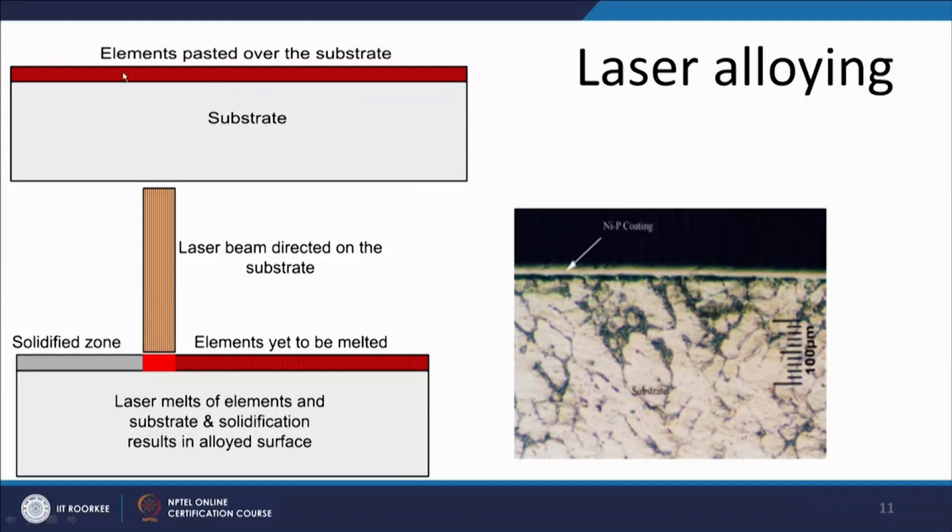This is a substrate, and the element to be introduced is applied in the form of a paste over the substrate, and then a laser beam is passed. Wherever there is a laser beam, there will be molten state mixing of the substrate material with the material placed over the substrate, and after solidification we get the modified zone. This is how we introduce elements at the surface, and that is why it is called laser alloying.